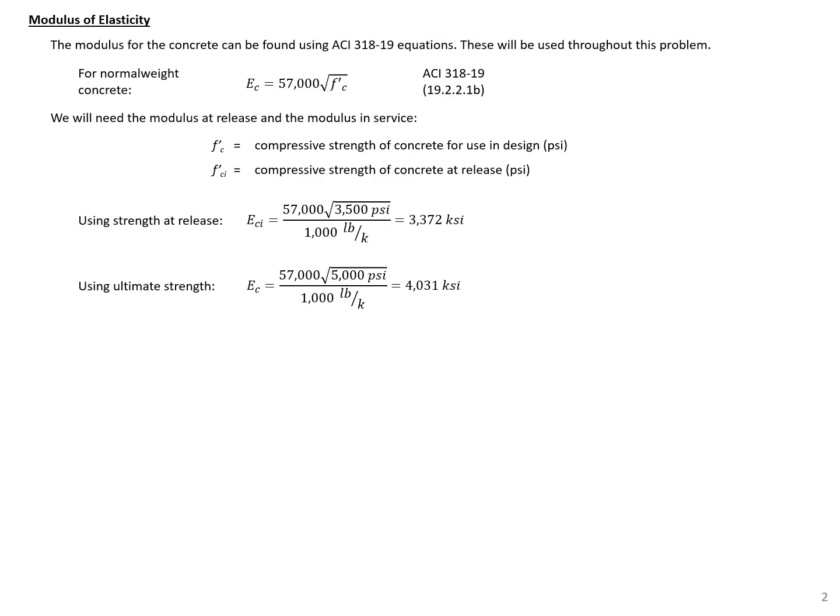We'll need the modulus of elasticity for several steps in the design, and we can use the equation from ACI 318-19 shown here for normal weight concrete. We'll need the modulus at release using the concrete strength at release and the modulus at ultimate or in service where we use the f'c. So 5,000 PSI for our 28-day strength or f'c and 3,500 PSI for our strength at release. Note that in ACI, we need to put in units as PSI underneath our square root.